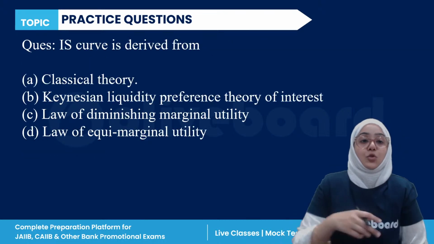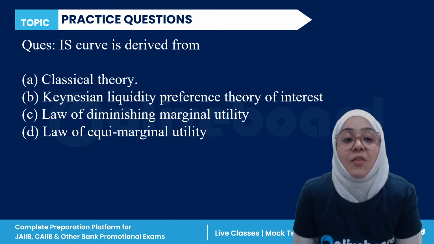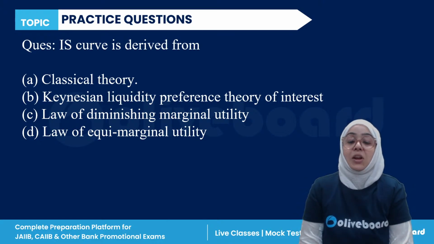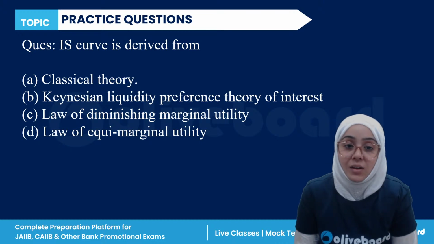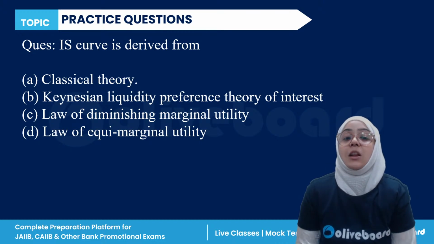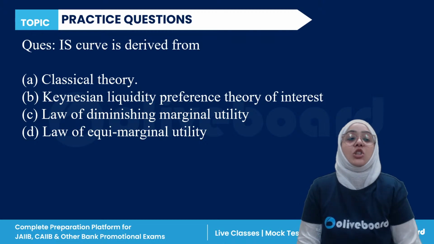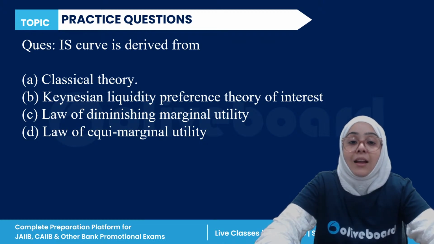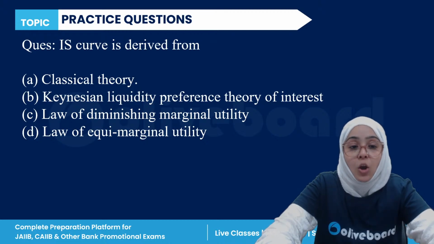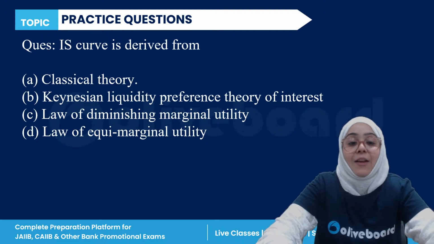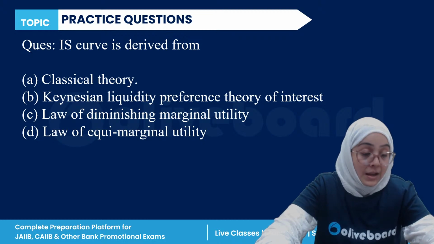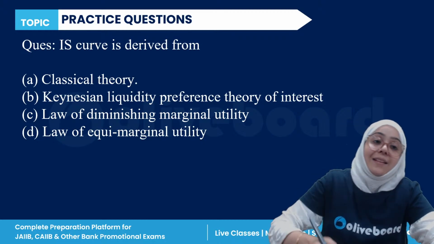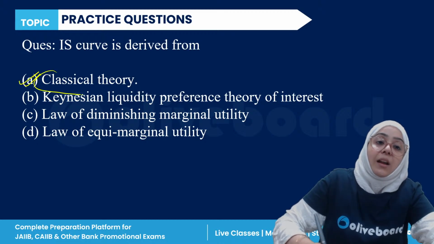Good. Now, next question. The IS curve is derived from classical theory, Keynesian liquidity preference theory of interest, law of diminishing marginal utility, or law of equi marginal utility. The IS curve, investment saving curve, is actually derived from which theory? Investment saving, IS curve. So the IS curve is actually derived from the classical theory.